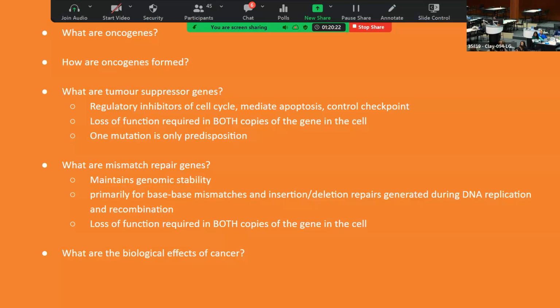Mismatch repair genes maintain genomic stability. We talked about what mismatch repair was before, and also loss of function is required in both copies of the gene in the cell. And lastly, if you think about the biological effects of cancer, it displaces and deteriorates normal tissue, which can lead to failure of organs and tissues, blocks vital passages like the bowel, blood, and lymph, and can cause weight loss and fatigue. It's just not a good thing to have.